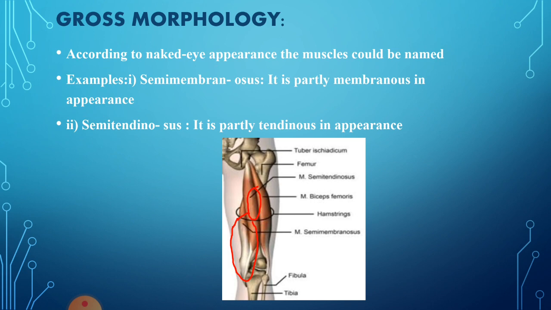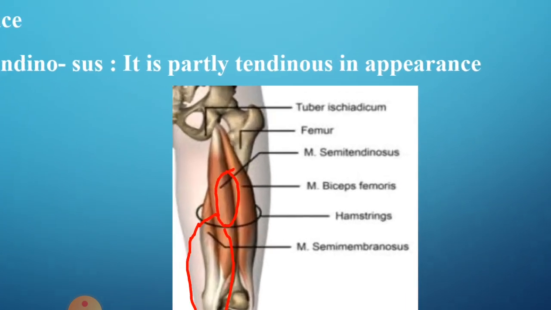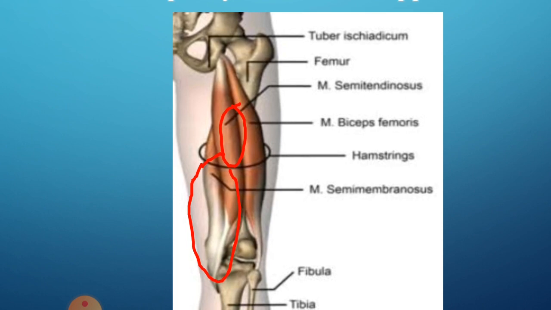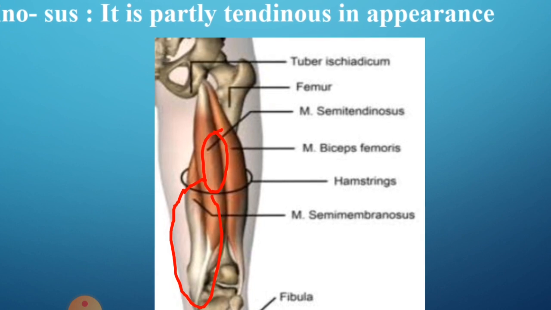The next criteria is on the basis of the gross morphology, which means the appearance of the muscle that you are able to appreciate with your naked eye. The examples include semimembranosus and semitendinosus. Semimembranosus would have a partly membranous appearance, and semitendinosus would have a partly tendinous appearance. You can appreciate this in this diagram, which I have inserted: the semimembranosus has a partly membranous appearance, and the semitendinosus has a partly tendinous appearance.